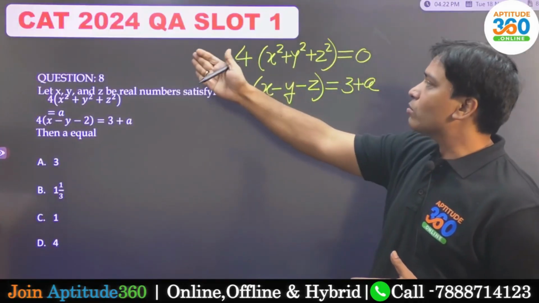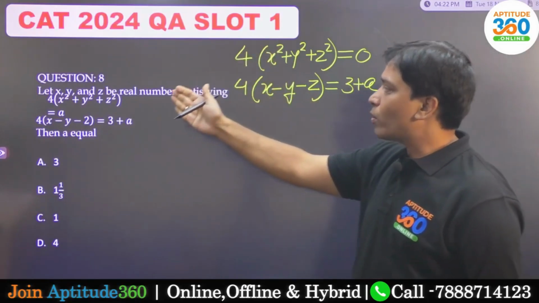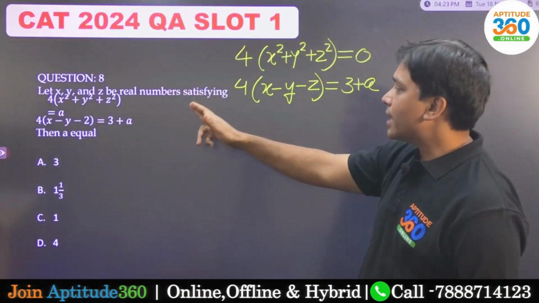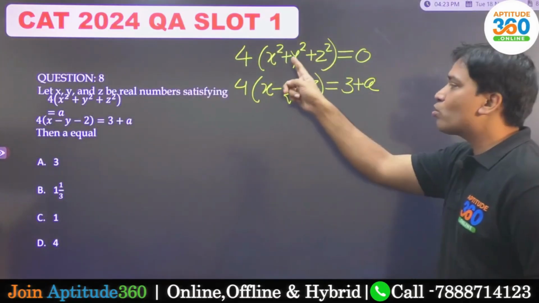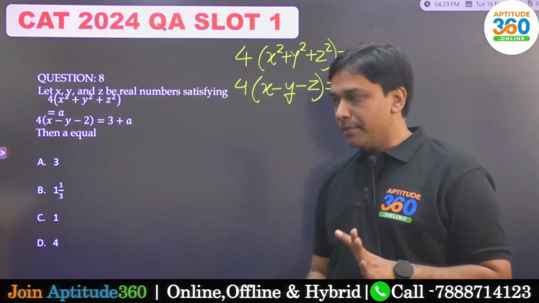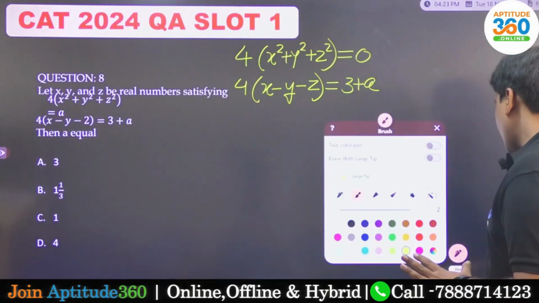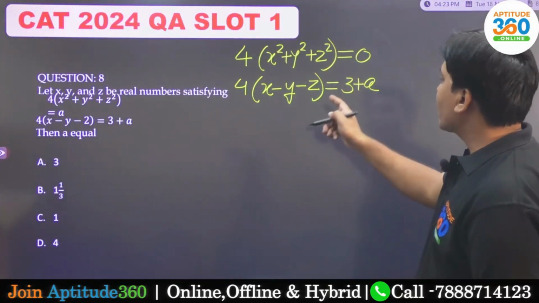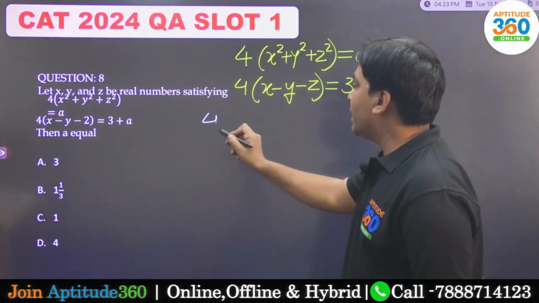It was asking CAT 2024 slot 1, question number 8. It says that let x, y and z be real numbers satisfying these two conditions, right? And then they're asking you what is going to be the value of A. That is what you will have to simplify. It is a simple question of surds and indices. Can I put the value of a here in the second equation?